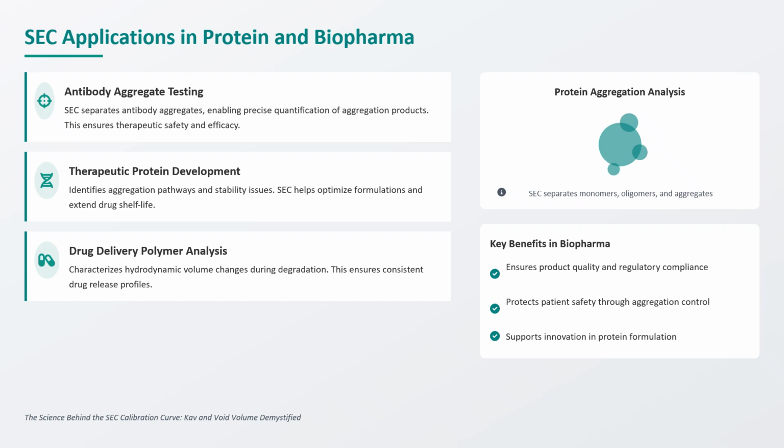In biopharmaceuticals, SEC is a frontline stability tool. It separates monomers, dimers, and higher-order aggregates. This allows scientists to quantify aggregation, optimize formulations, and ensure therapeutic safety. From monoclonal antibodies to drug delivery polymers, SEC calibration ensures that what reaches the patient is both effective and safe.